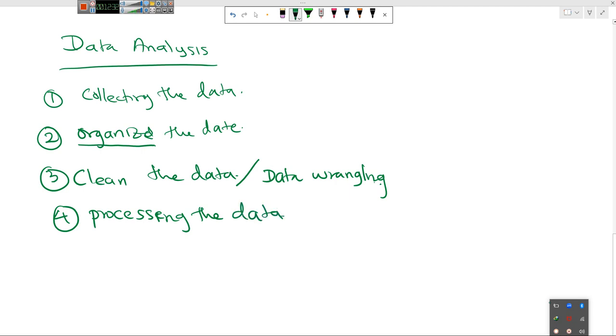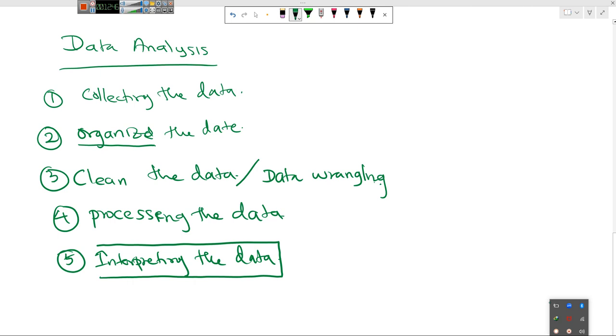Finally, we have to interpret the data, right? This is the final procedure, that is interpreting the data. Our results should be interpreted or described, right? So based on what has happened and what will happen, we have to interpret the data. Now we will go for what data analysis is, right?